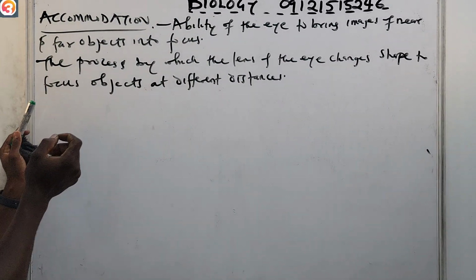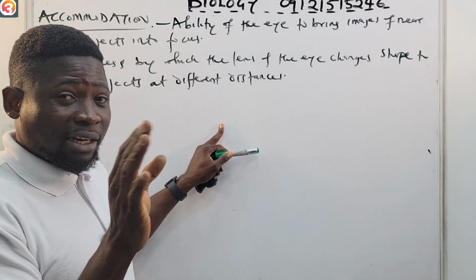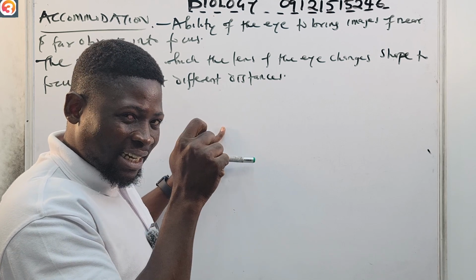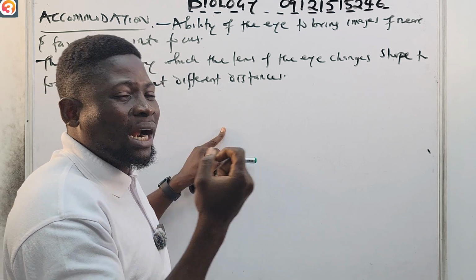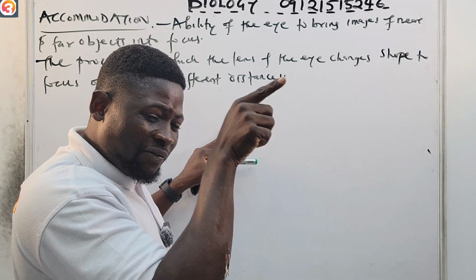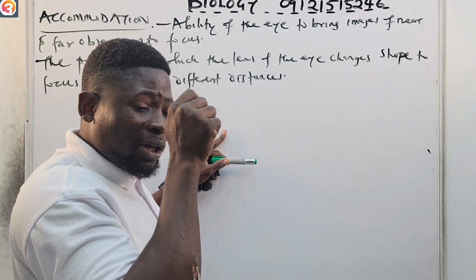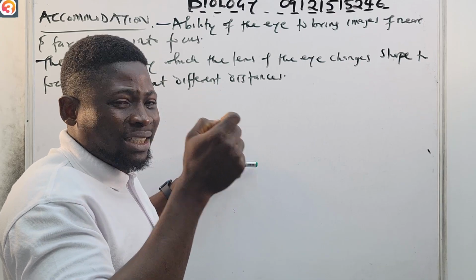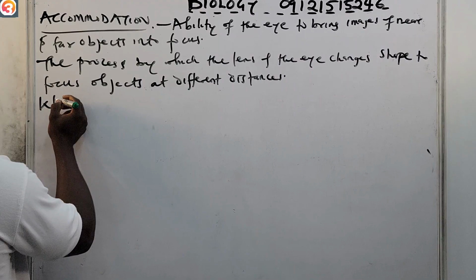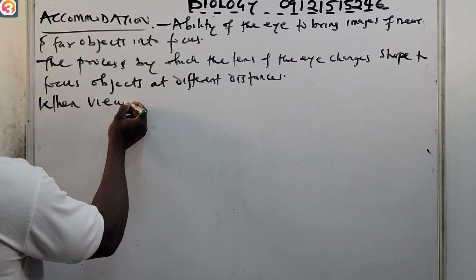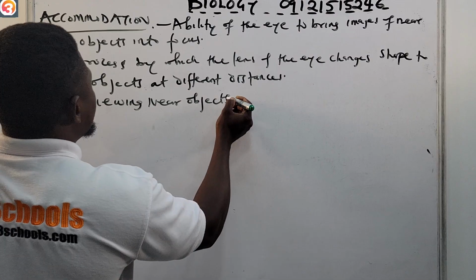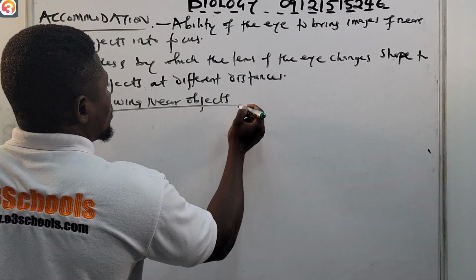Now when you want to view an object that is near, I told you just now that the lens will become thickened and more rounded. But when I'm viewing something that is far, the lens will become thinner and even longer. So when you are viewing near objects, what happens?